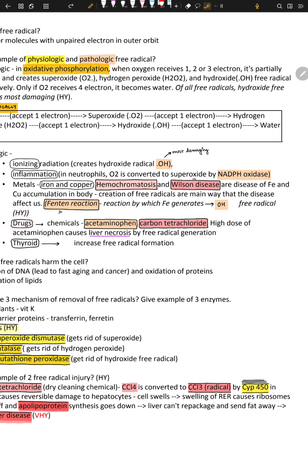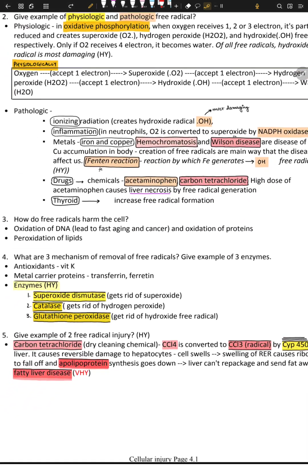Drugs like acetaminophen and carbon tetrachloride, which is CCl4, in high doses can cause liver necrosis by free radical generation. Thyroid hormone, T3, increases free radical formation. Of course, thyroid is metabolically really active. It's a really super active hormone, especially T3. So T3 can make a lot of free radicals.